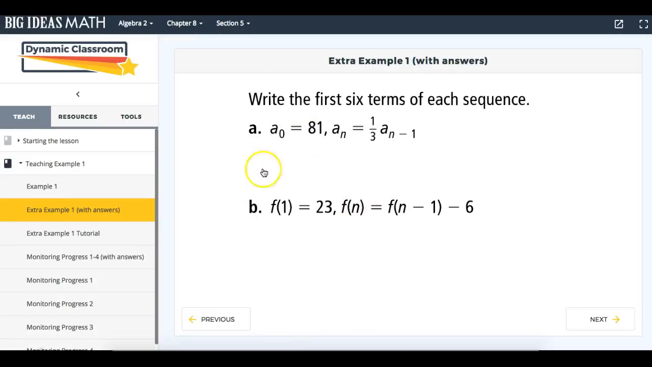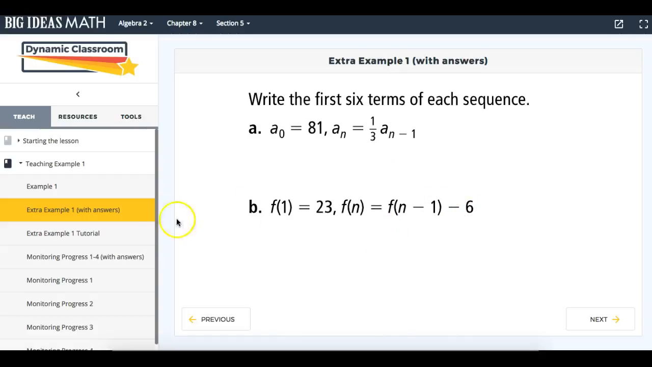I want you to write the first 6 terms of each sequence. Now I want you to label this, be very clear when you label this. So for A, use your recursive rule and write out the first 6 terms. And for B, this is geometric and this is arithmetic. So again, use your recursive rule. You're given it right here. Each term is just 1/3 times the term before it. Here, each term is just the term before it minus 6.